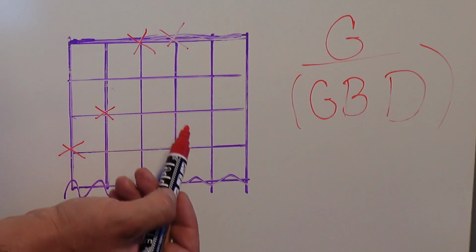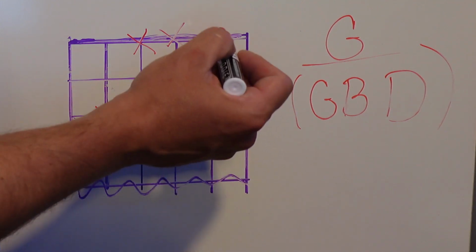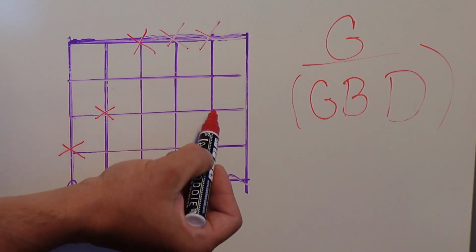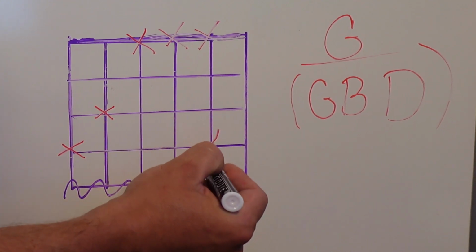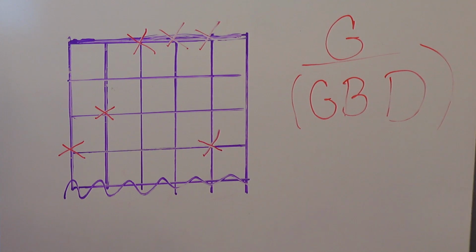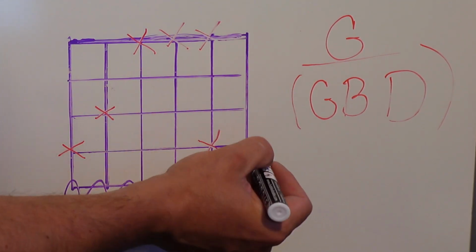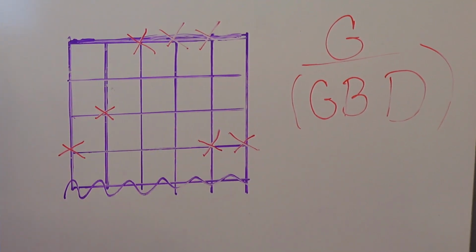up a half step to A, up a half step to A sharp. Next open string is B, up a half step to C, up a half step to C sharp, up another half step to D. Next open string is E, up a half step to F, up a half step to F sharp, another half step takes you to G.